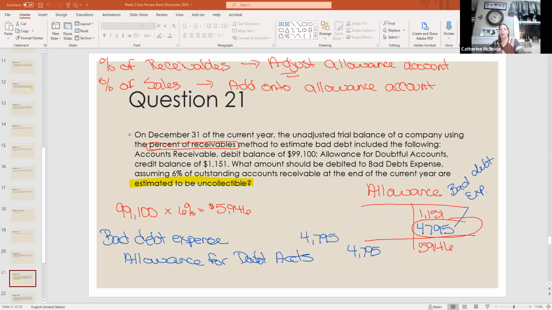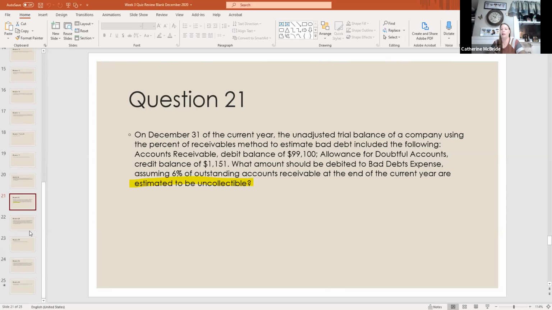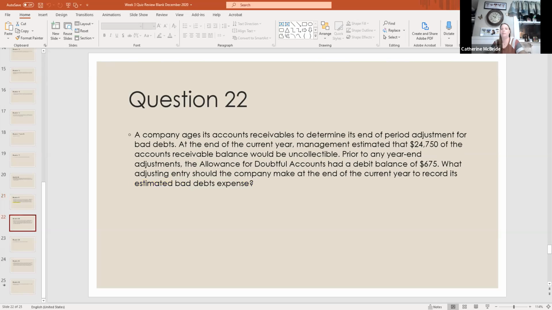We're going to do another one like it, and I'm going to show you where they're going to try to trick you up. So the normal balance in the allowance account is a credit because it's a contra asset account. So the normal balance is a credit.